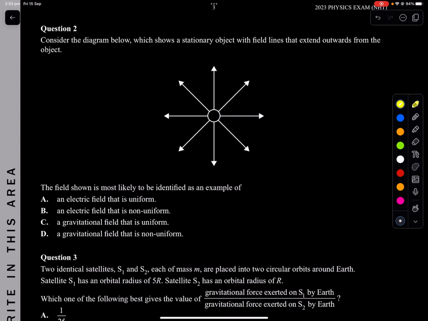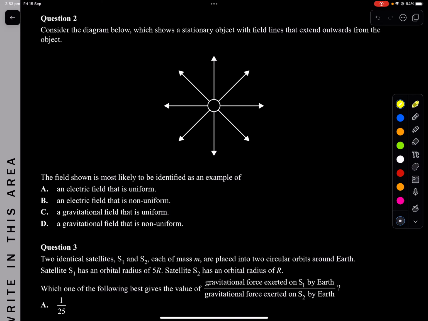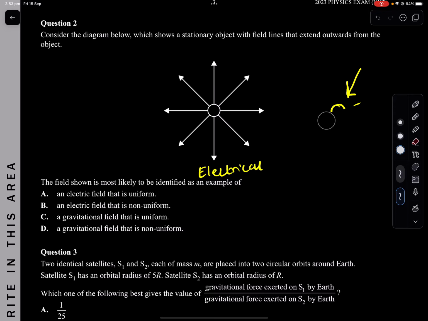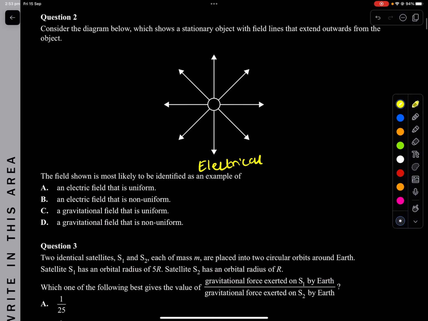Consider the diagram below, which shows a stationary object with field lines that extend outwards from the object. The field shown is most likely to be identified as an example of... Alright, this can only be an electrical field. And why is that? Well, here it's telling us gravitational fields. No, gravitational fields only attract inwards, so absolutely not. So it can only be an electrical field. So we can cancel D and C. It's an electrical field that is uniform or non-uniform.